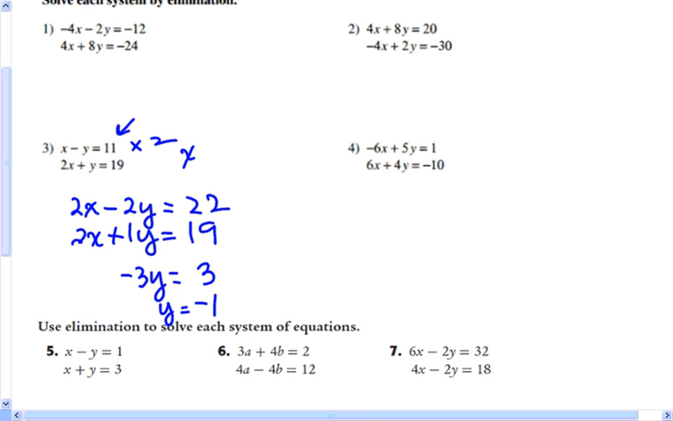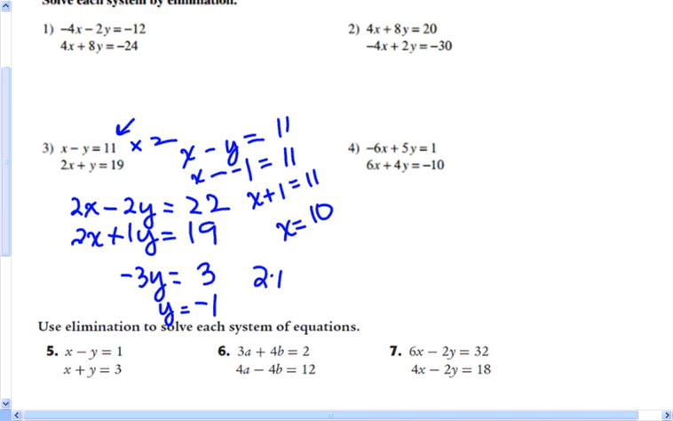Now I can just use either equation to find x. I think I'll use the first one. So x minus y is equal to 11. And y is negative 1, so I can do x minus negative 1, which is the same as x plus 1. So I have to do 11 minus 1, which is 10. Then I'll just check that in the bottom equation. I'm going to substitute 10 for x and negative 1 for y, and see if that equals 19. 2 times 10 is 20, plus negative 1 is 19, so that works.